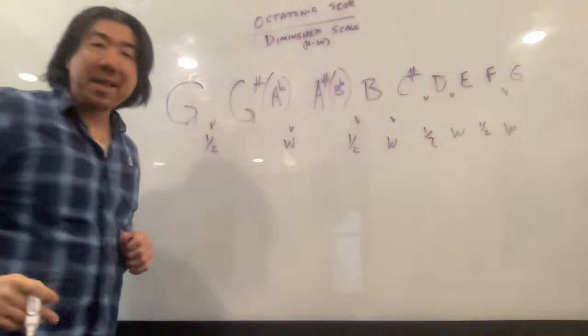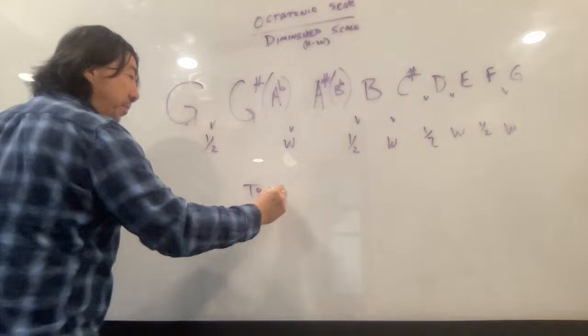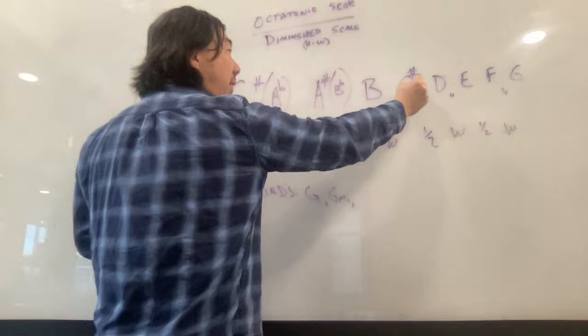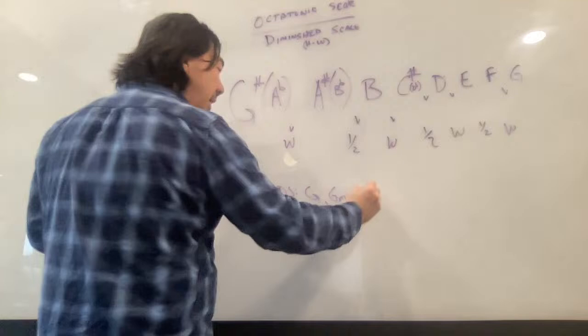So this will be erased, but I'm gonna write this down. This is just a live lesson here. You have G major, you've got G minor. Well, guess what? G, B flat, A sharp, B flat, remember same name. This can also be called D flat. Well, guess what that is? G diminished. So you have G dim.